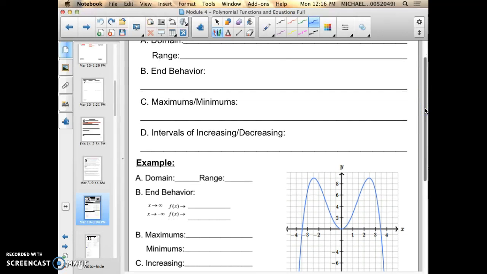So to take a little notes of this again, maximums, I'll just make it short. Max are mountaintops, or highest points, and minimums are the opposite. I say valleys or lowest points. Pretty straightforward. Lowest points.